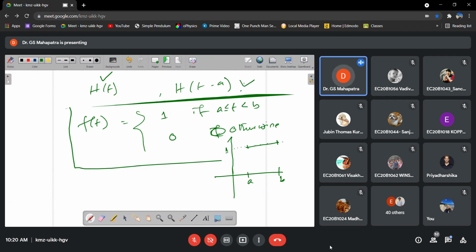So from 0 to a, what is the answer? From 0 to a, what is the answer? 0, sir. Okay. And from a to b, it is 1. Correct. So if I now write h of t minus a, what is the meaning? It is 1 for all values of t greater than a. That means it will exceed b also, starting from a to infinity.